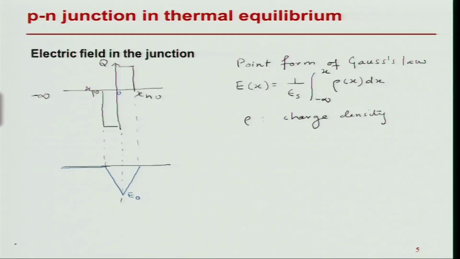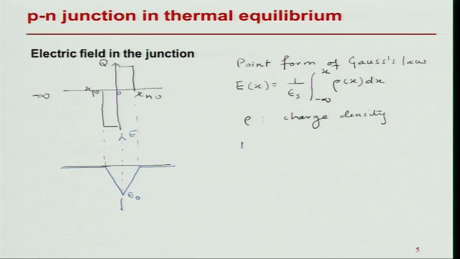And again beyond this point, field is going to be 0. So, what we have done here is, knowing our space charge situation inside the junction and depletion approximation, we have calculated the field in the junction, and it becomes maximum at the junction, at the step junction itself, and decreases in both directions.